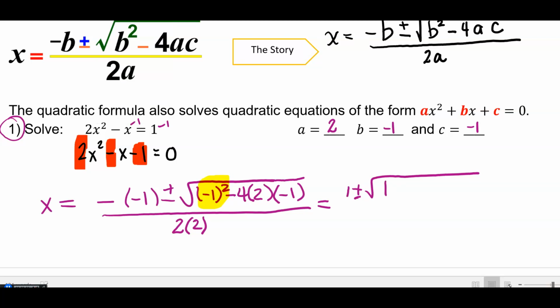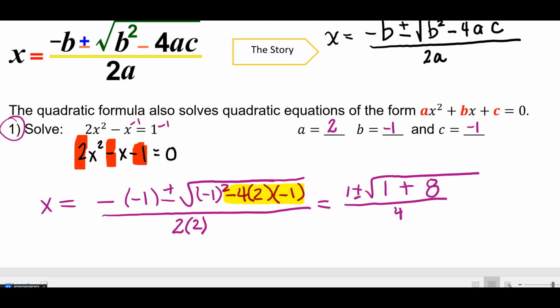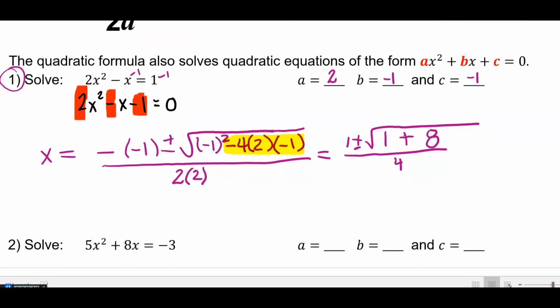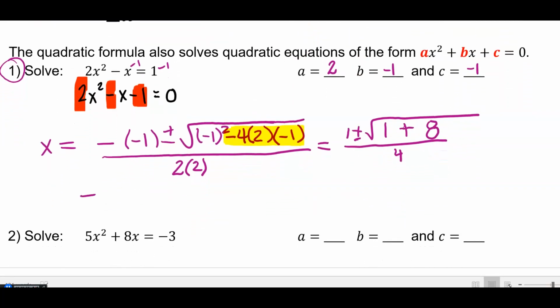And then notice that we have a negative 4 times 2 times negative 1. So that negative times that negative there would end up being a positive. So determine if it's a positive or negative before you write down the product. And the product here is 8, because 4 times 2 times 1 is 8, divided by 4. And we're going to continue to simplify this.